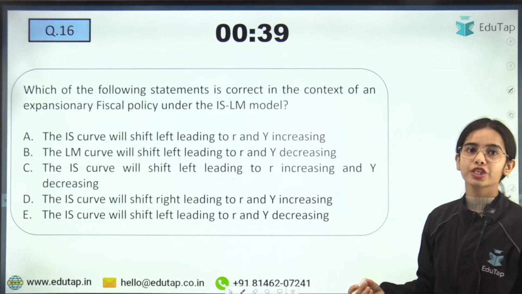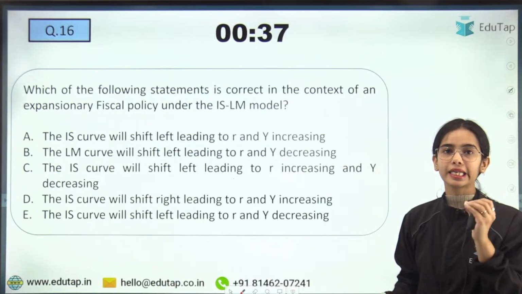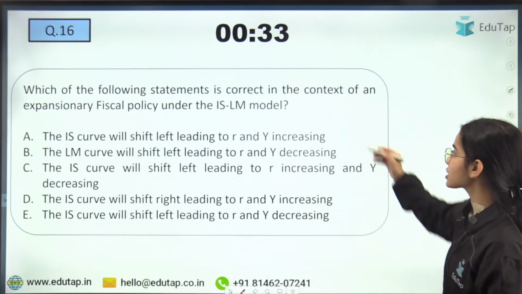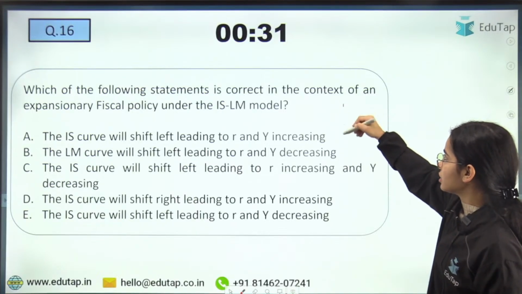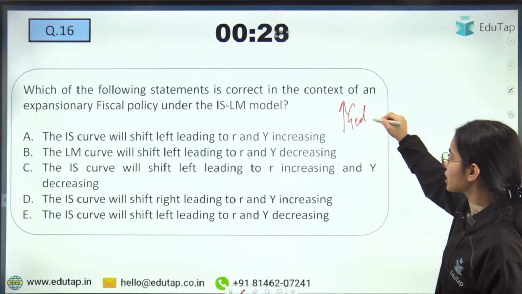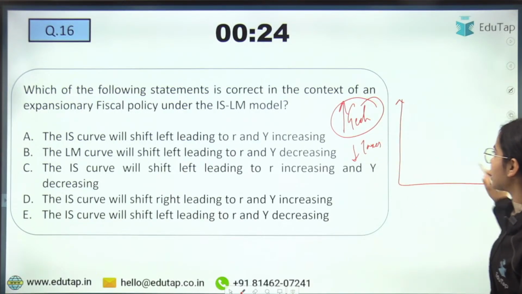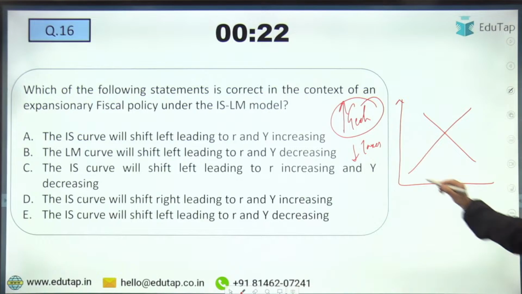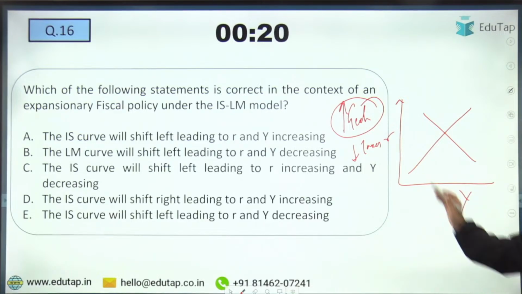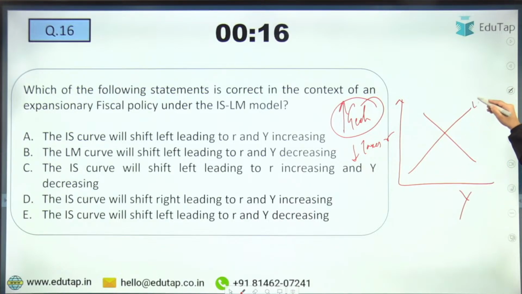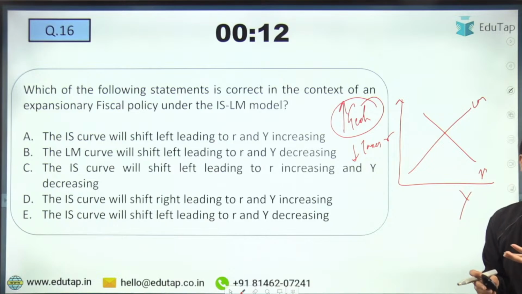Now coming to the next question: which of the following statements is correct in the context of an expansionary fiscal policy? Expansionary fiscal policy means that government expenditure is increasing or taxes are reducing. Here we have the rate of interest and the level of income in the IS-LM model. This is the LM curve, this is the IS curve. The IS curve shows goods market equilibrium and the LM curve shows money market equilibrium.